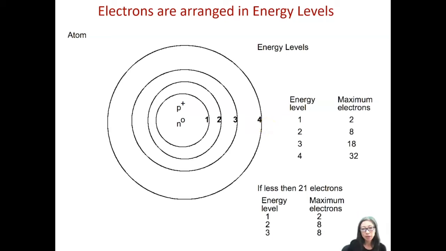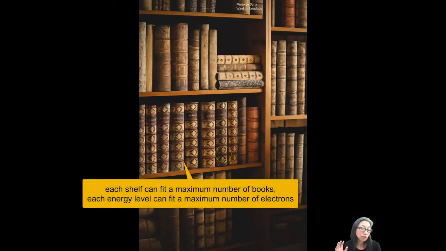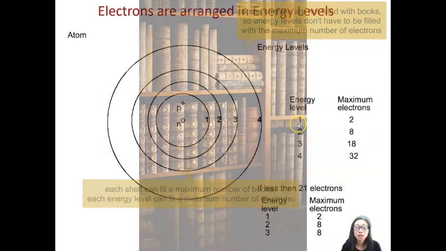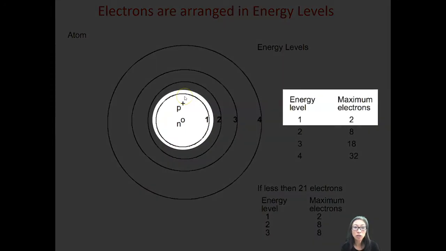Energy levels can be compared to bookshelves. Electrons are located in these energy levels, just like you can have books on bookshelves. And each energy level can fit a maximum or certain number of electrons. An energy level can have no electrons on it, 0 electrons. It can have less than the maximum number of electrons, but it cannot have more than a maximum number of electrons. For instance, energy level 1, that's the circle closest to the nucleus.